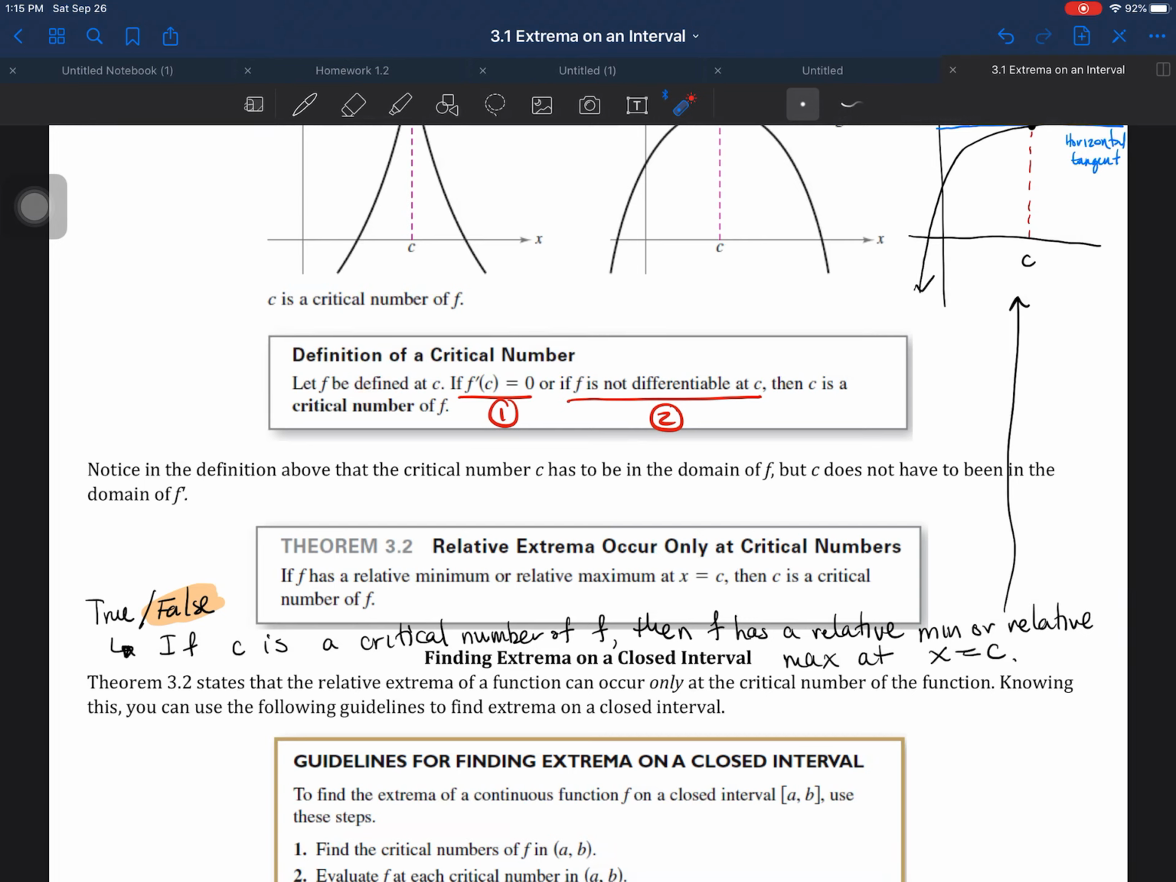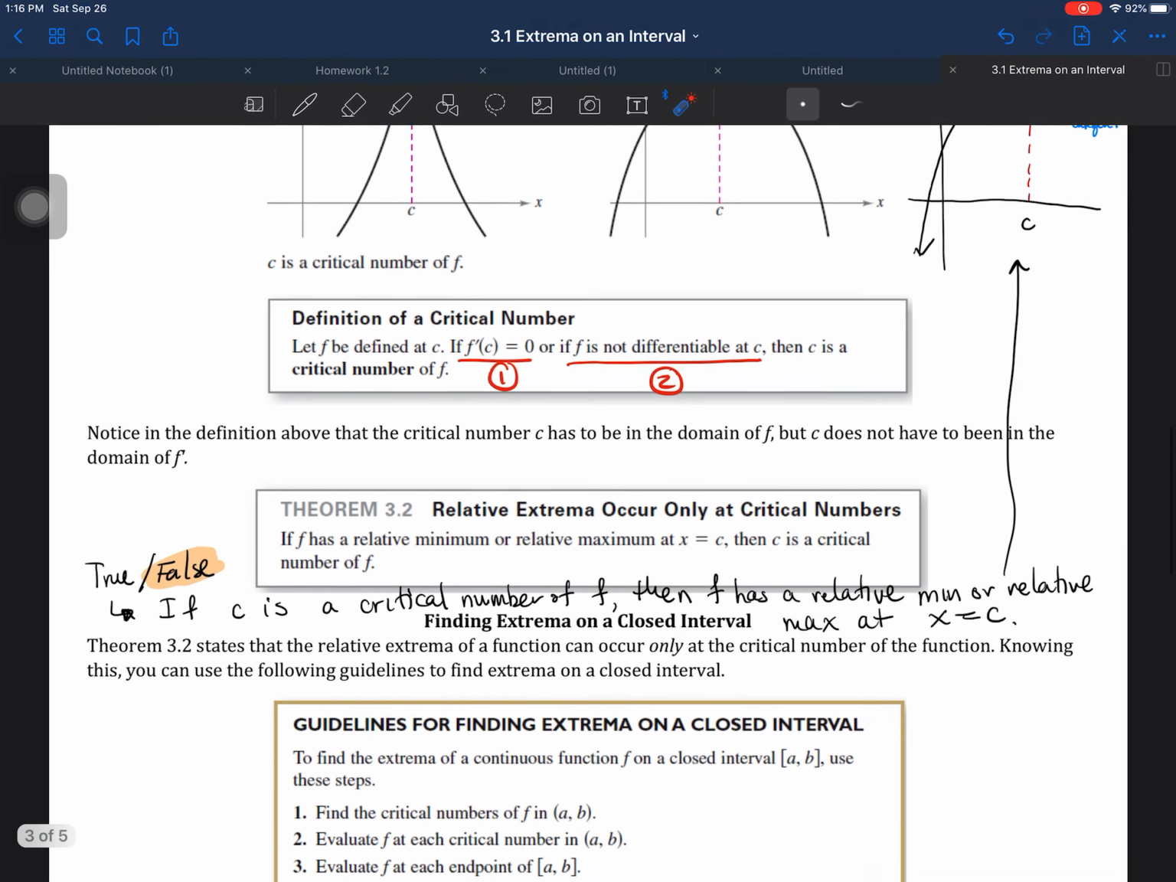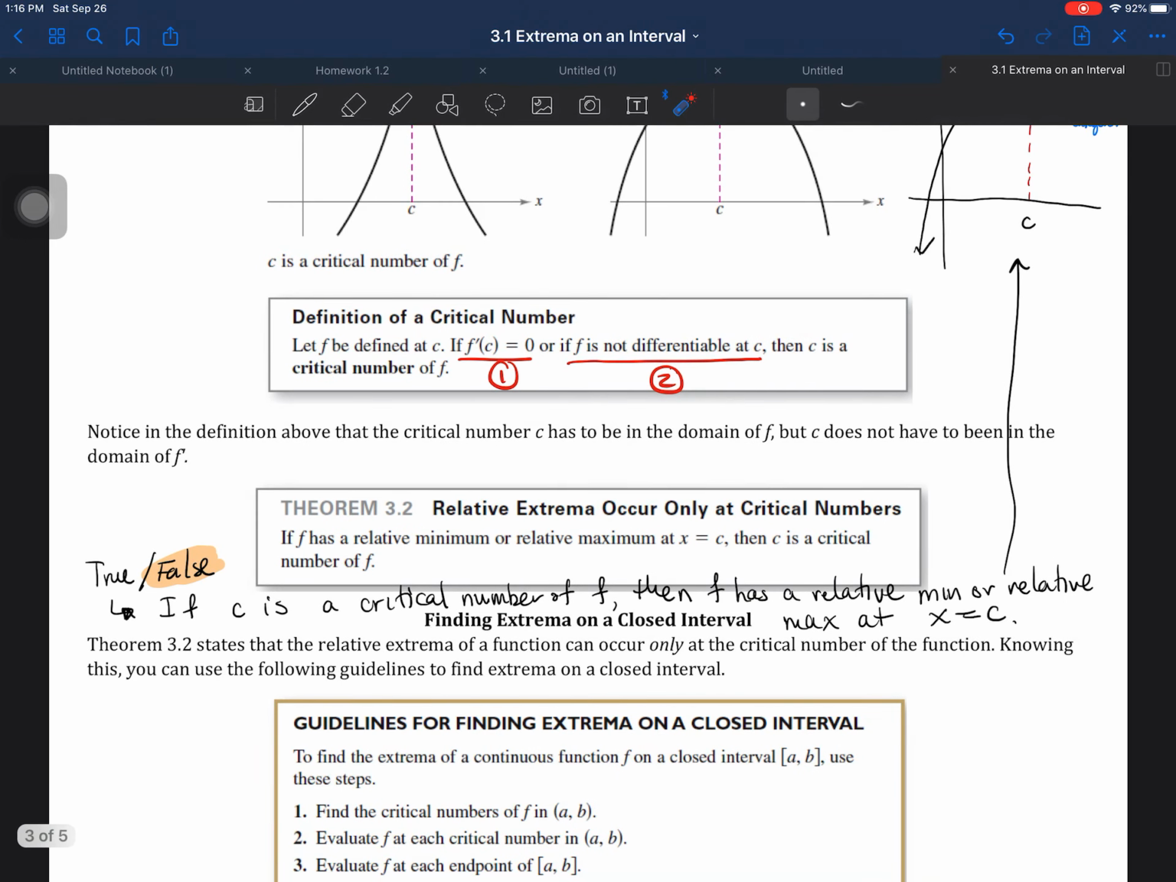Let me say that again. C needs to be part of the domain of the original function, but C does not have to be part of the domain of the derivative function, as we can see here. Because if f is not differentiable at C, that means C is not part of the domain of f prime. All right, so the next theorem is very important.